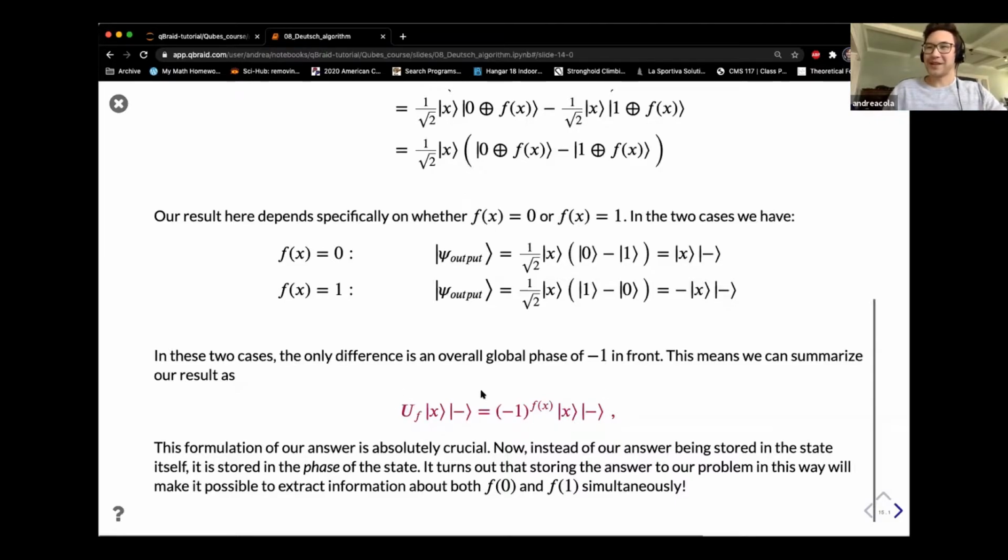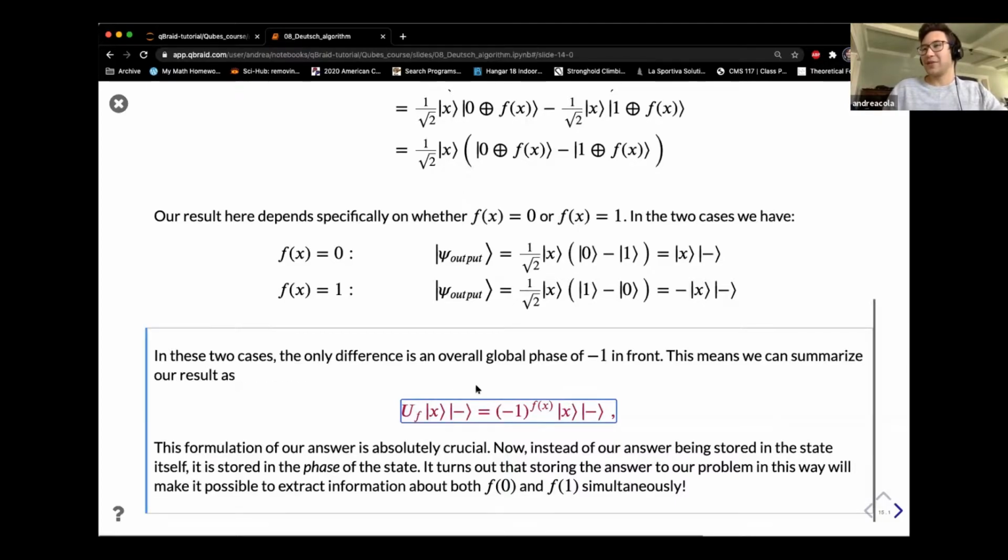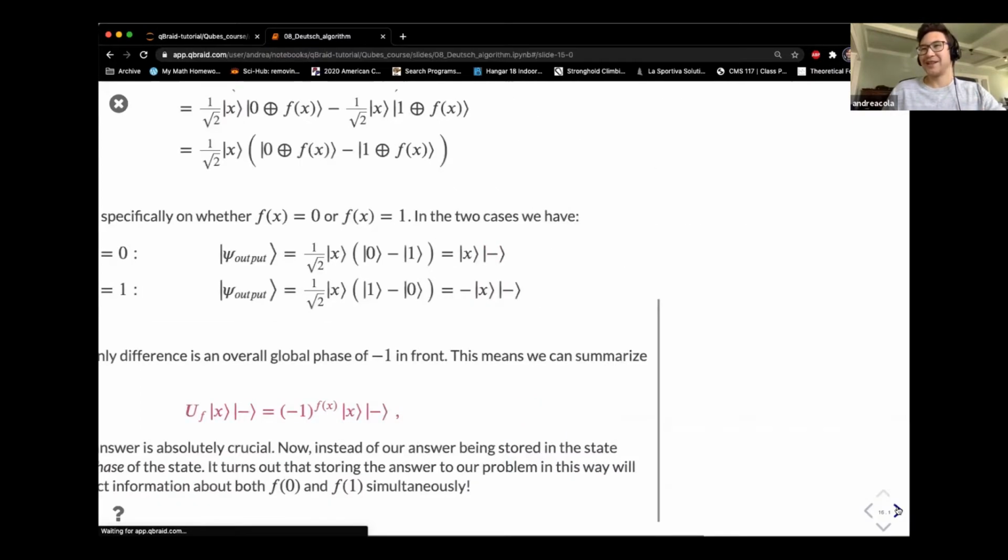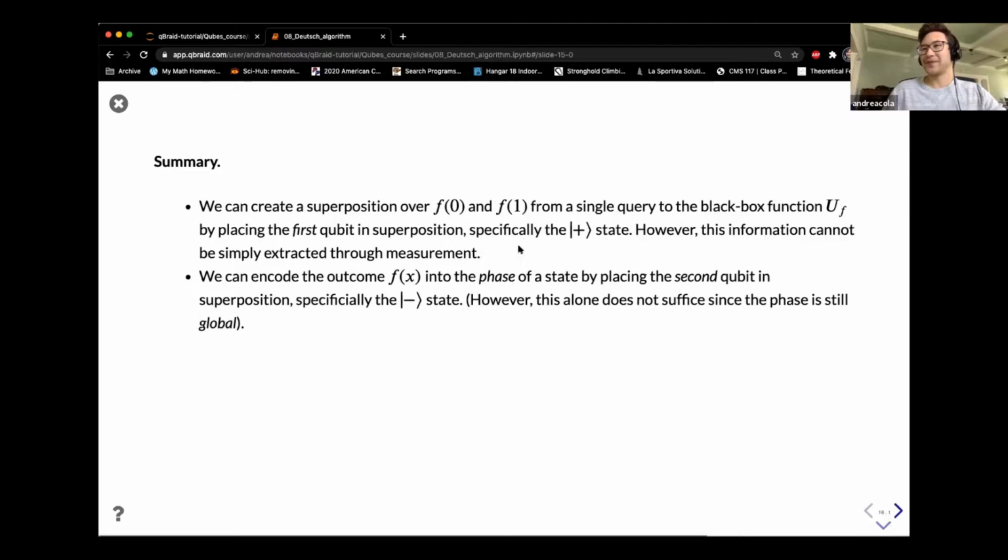Okay, so to write this succinctly, we can write this in red here, where we have minus 1 to the f of x, and then ket x and ket minus. And as was pointed out, crucially, this phase here is global, so there's no way to detect it via a measurement. Okay, so what we'll see next is a way to combine the two approaches to actually solve this problem in a single query and extract the information we need.